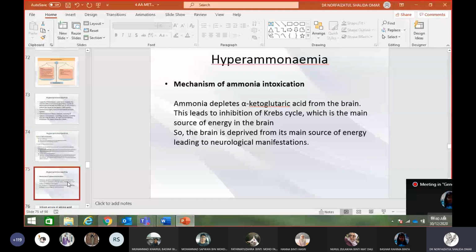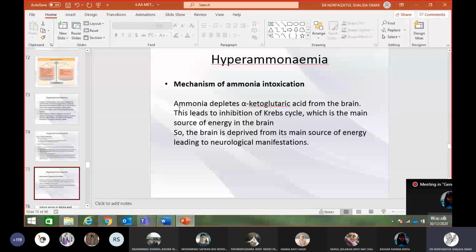Okay, so this is the mechanism of the ammonia intoxication. Basically, this ammonia will deplete the alpha-ketoglutarate from the brain. Why does it deplete the alpha-ketoglutarate from the brain? Basically, this one is on the oxidative deamination, right?